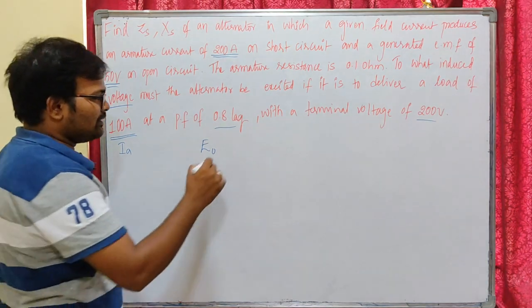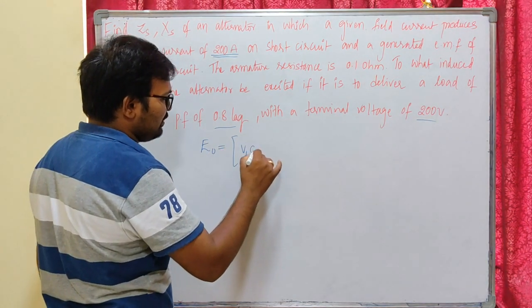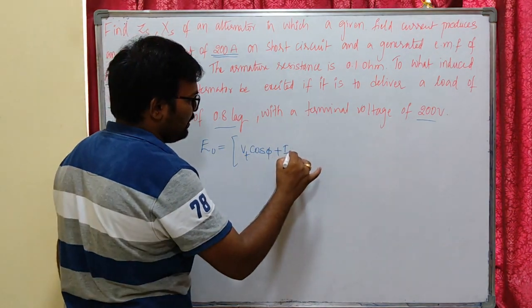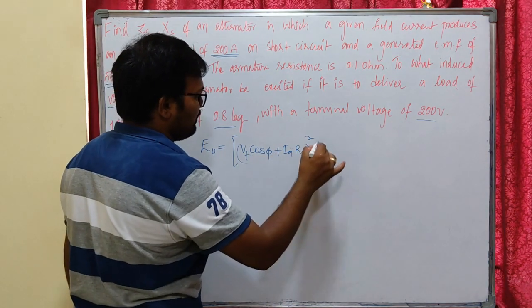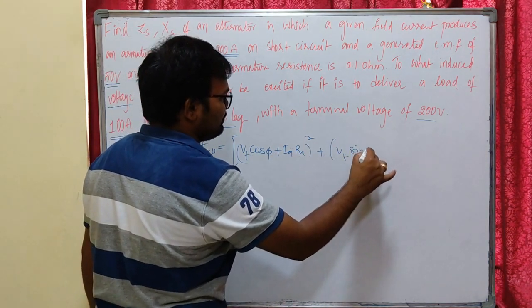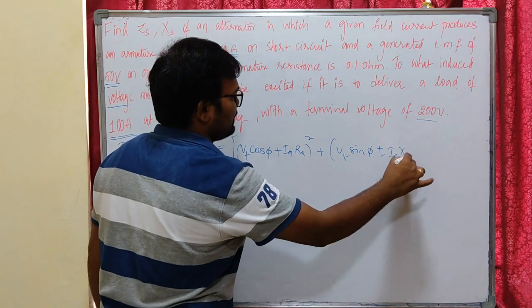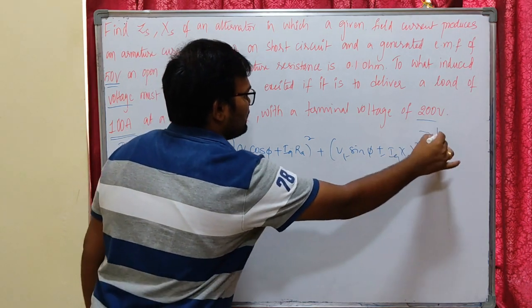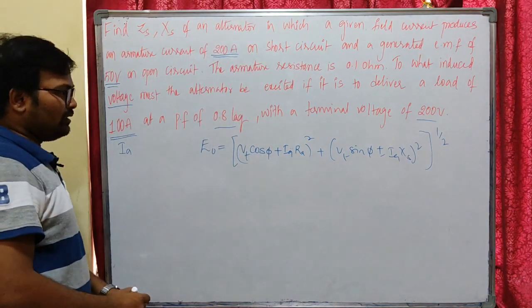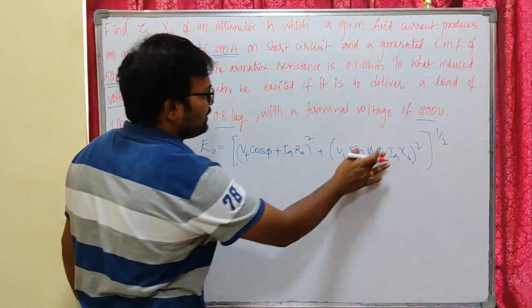How can we find this? We can find it using our expression, that is the square root of (Vt cos phi plus Ia Ra) whole square plus (Vt sin phi plus or minus Ia Xs) whole square. Because it is a lagging power factor, I am going to take it positive here.